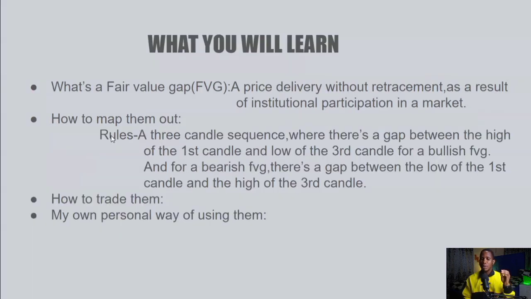So what are the rules to map these out correctly? This is just a 3 candle sequence where there is a gap between the high of the first candle and the low of the third candle for a bullish fair value gap. And for a bearish fair value gap, there is a gap between the low of the first candle and the high of the third candle.